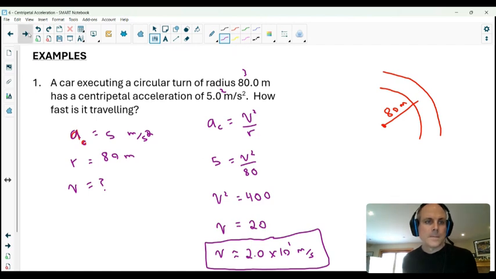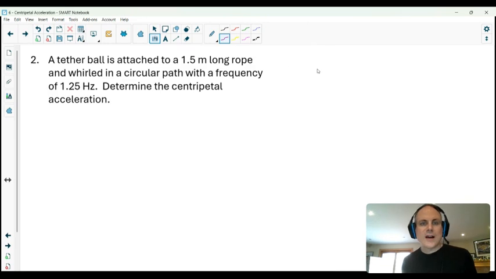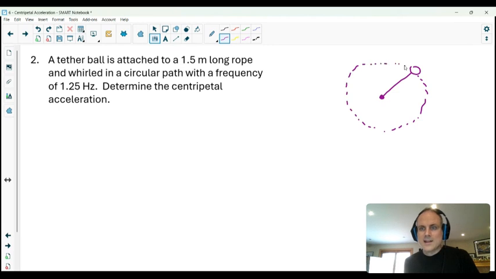Let's try our next one here. A tether ball is attached to a 1.5 meter long rope and whirled in a circular path with a frequency of 1.25 hertz. That means 1.25 full spins every second. So if I'm looking from above, here's my pole, here's the rope, here's the tether ball, and I notice that it's going around in a circle like this. That's not the most perfect circle that ever was drawn, but good enough. 1.5 meters is my radius of my rope, and I know my velocity is going to be going like that, and my centripetal acceleration is going to be towards the center there.